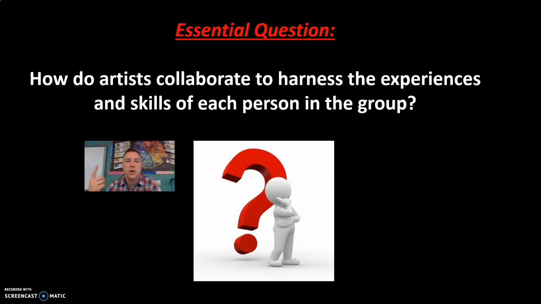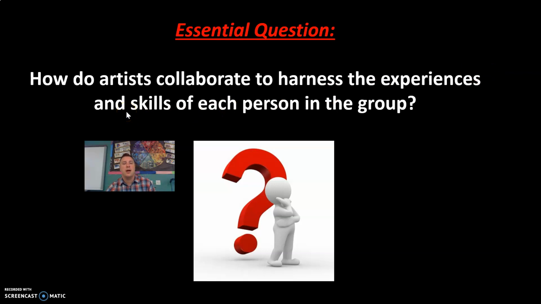You'll be talking about the vocabulary. You'll be writing about the steps of production for your project. And lastly, the essential question is going to gauge your whole understanding of this unit and why we were even doing this. So to sum everything up, your central question is, how do artists collaborate to harness the experiences and skills of each person in the group? This is very similar to the question that you're answering today and the questions you've been answering, but the main focus is how to harness the experiences and skills.